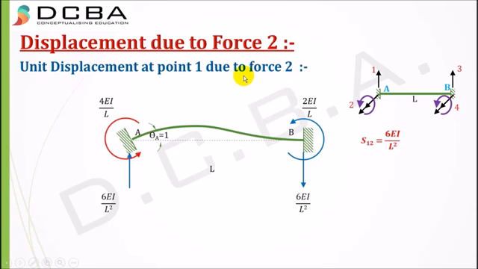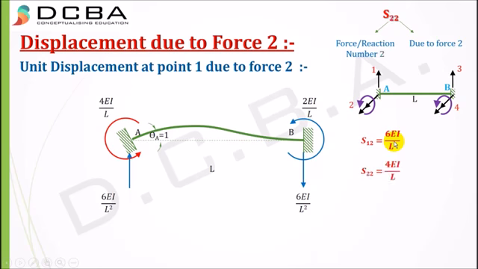S12. What is S12? It is force or reaction number 1 due to force 2. Again our second digit corresponds to the force due to which displacement has taken place. S12 is 6 EI by L square, force or reaction number 1. So we have to consider the upward reaction. And what is the upward reaction formed here? 6 EI by L square, and it is positive because it is in the upward direction. Thus S12 is 6 EI by L square.